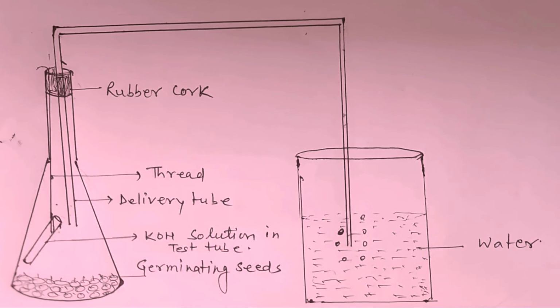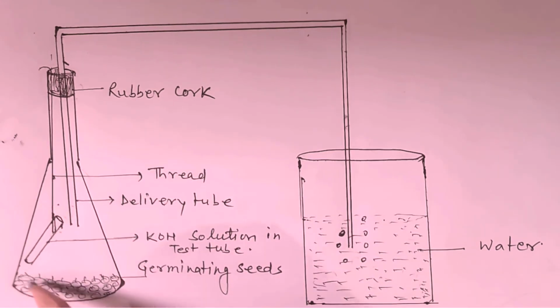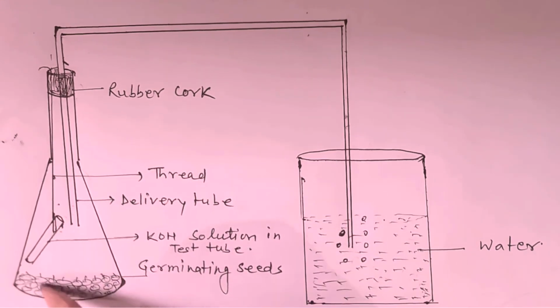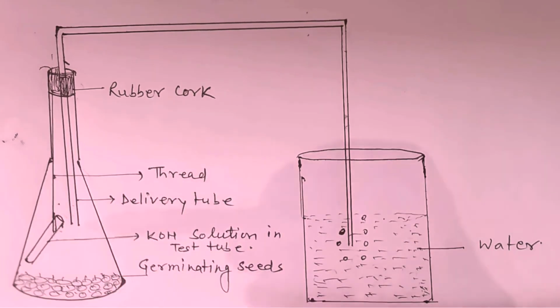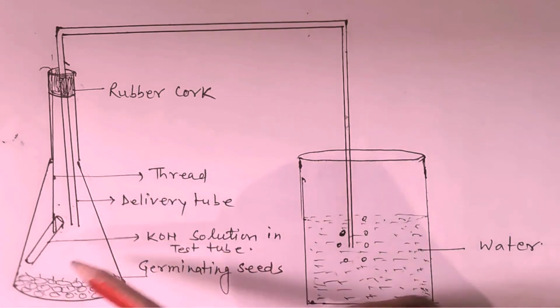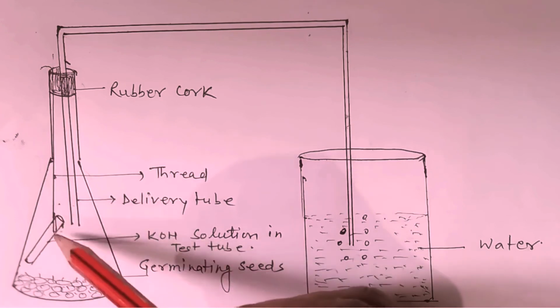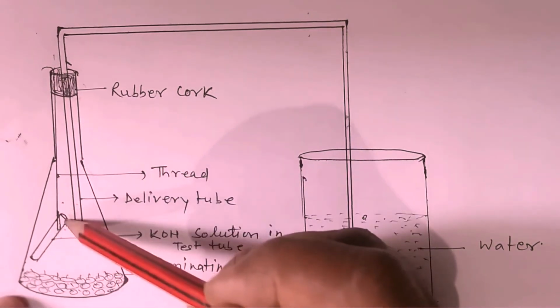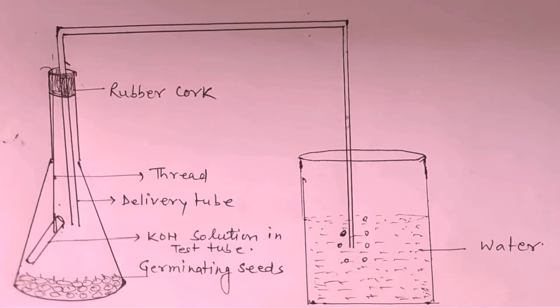Now the next portion is its precaution. So for precaution, students, you must take germinated seeds and they should be in moist condition. Second thing, you must take the KOH solution in the test tube and hang it properly. So these are the certain precautions which you have to take.